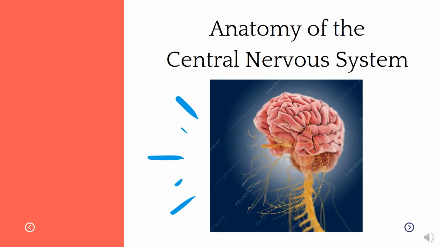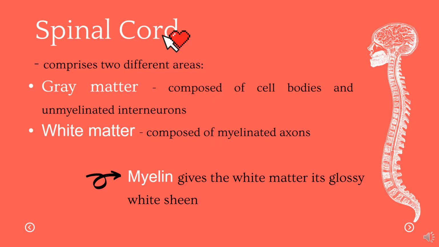The anatomy of the central nervous system. The spinal cord is comprised of two different areas: gray matter, composed largely of cell bodies and unmyelinated interneurons, and the white matter, composed largely of myelinated axons. The myelin, which is a lipid-rich substance, gives the white matter its glossy white sheen.